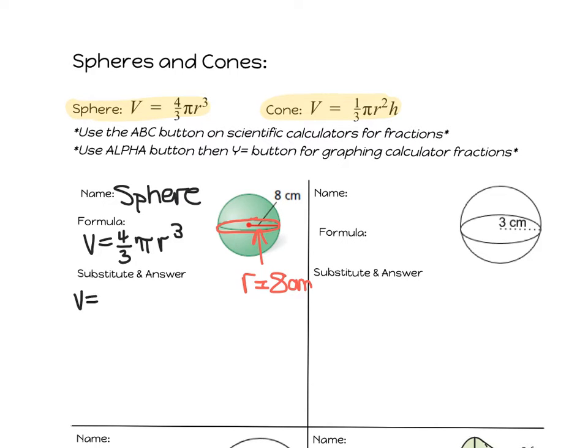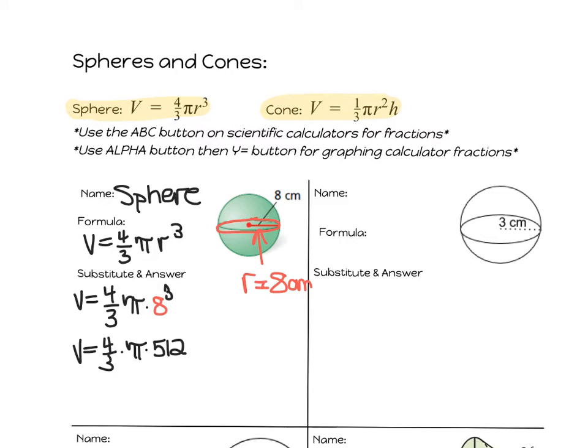So we have volume equals 4/3 pi times our radius, which is 8, to the third power. Now remember, you have that caret button to type in your exponent, so you can type 8 caret 3, and hopefully you get 512. So we have volume equals 4/3 times pi times 512.